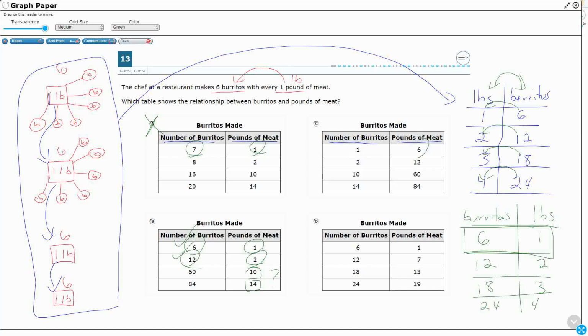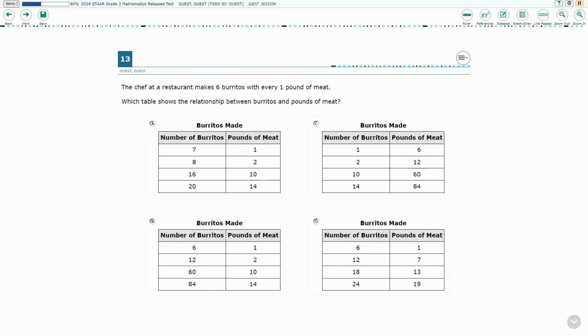1 burrito from 6 pounds of meat. Nope, look at that. They switched that. 6 burritos, 1 pound of meat, yes. 12 burritos from 7 pounds of meat. Now it's got to be 2. So it does look like it's going to be this. Really what we're doing is we're dividing each of the burritos by 6. Those two numbers will check out. So our answer here is going to be B.